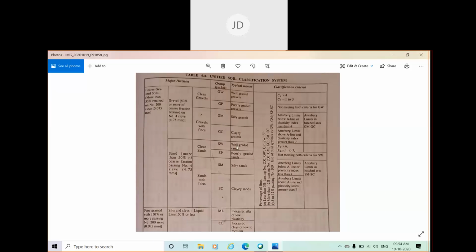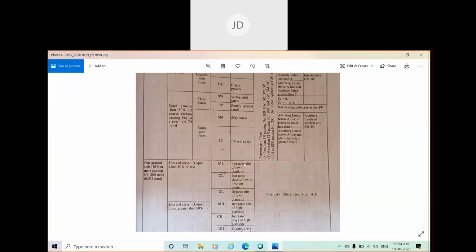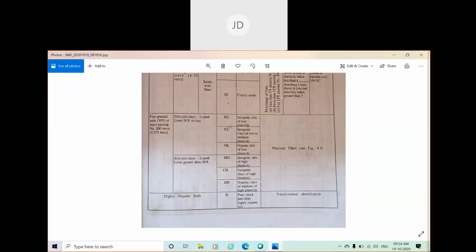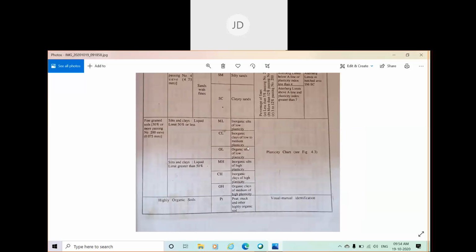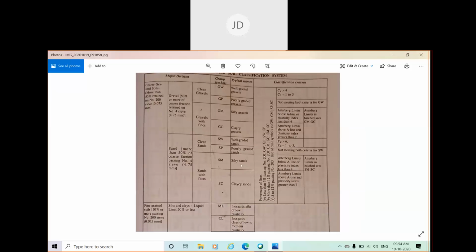This can be found in any soil mechanics book. I have taken this from the B.C. Punmia book. It is better if you also refer to it and look in there. Fine. So I want to close here.